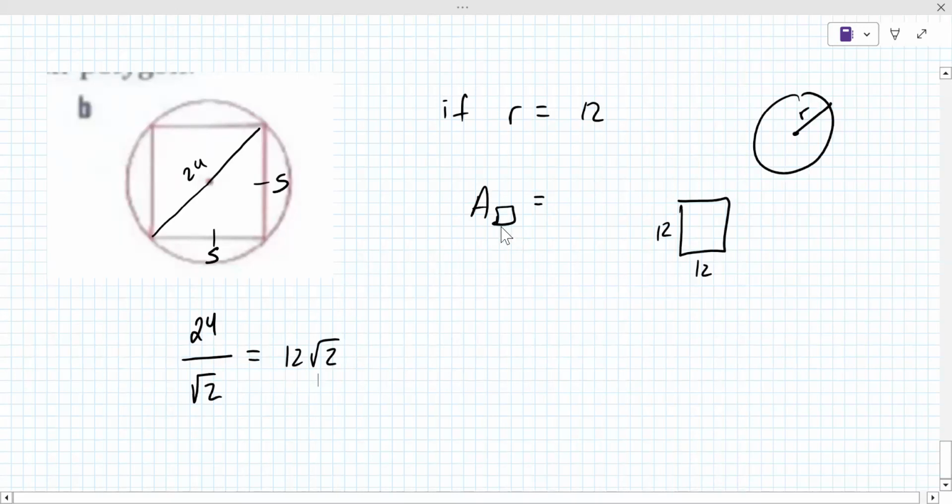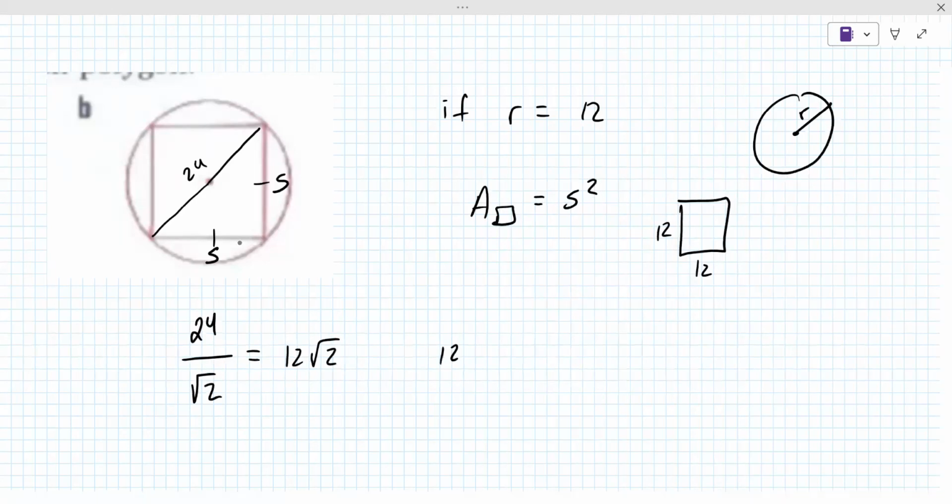But that's not what we're looking for. We're looking for the area of the square. So then I do 12 square root 2 times 12 square root 2. Yes. And that will give me, you're squaring. So it's 12 squared is 144. 144 times 2, which will be 288. Good job. All right, we're going to go ahead and stop.